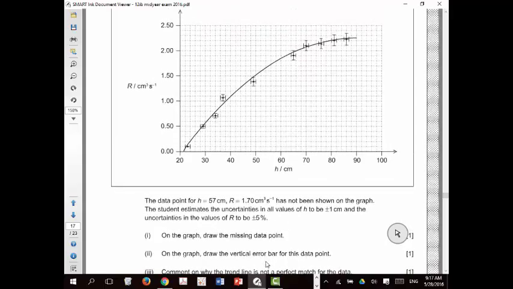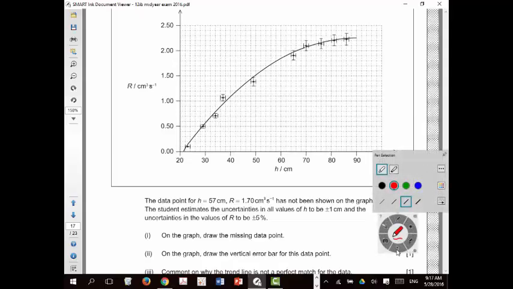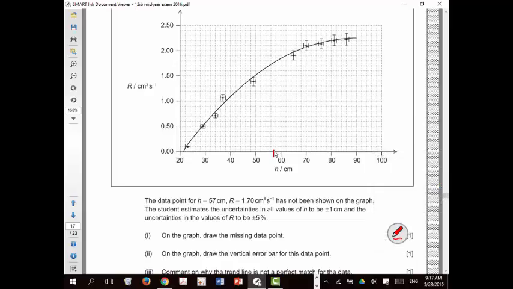Okay, so the first thing we need to do is draw the missing data point. So it's going to be at h equals 57. So 57 is here. And R equals 1.7. So each of these is 0.1. So there is 1.7. So if we go across there all the way to here, that's where our point is.